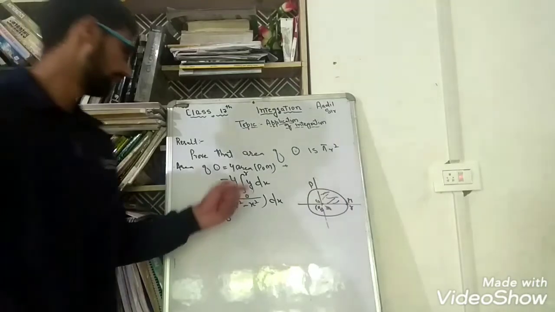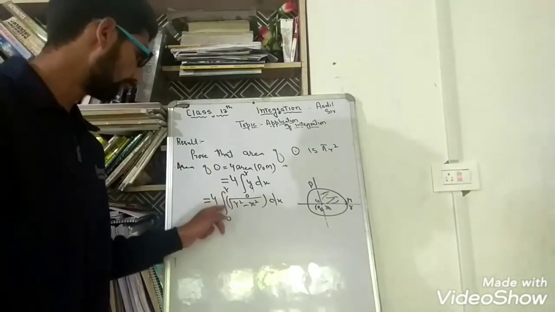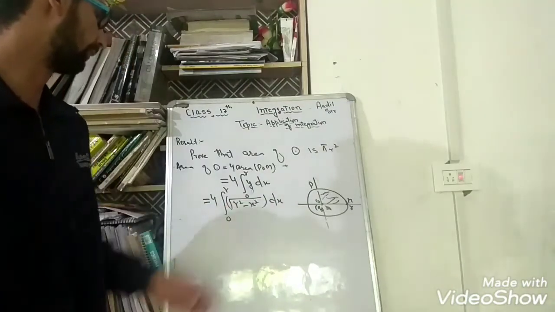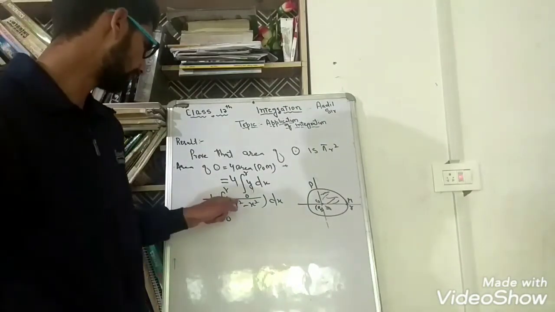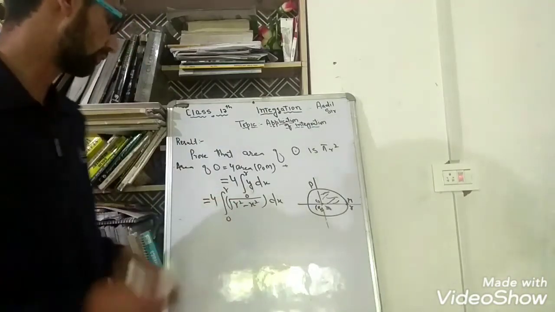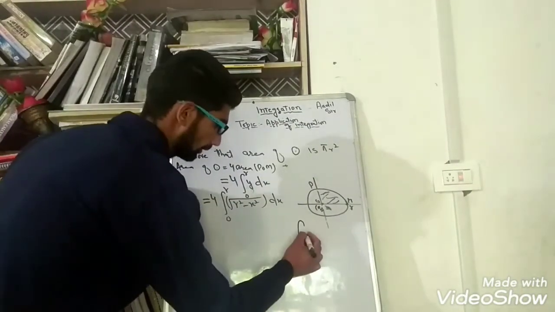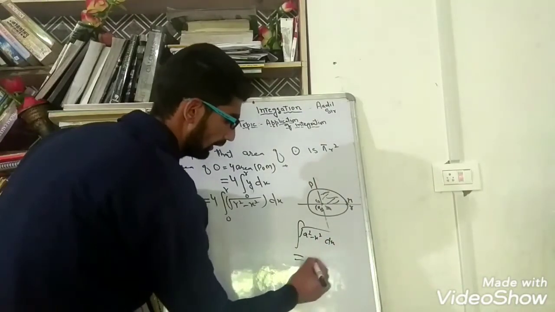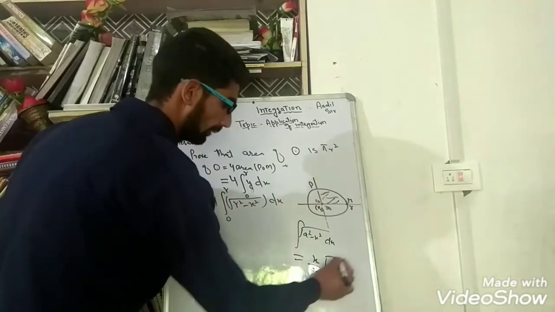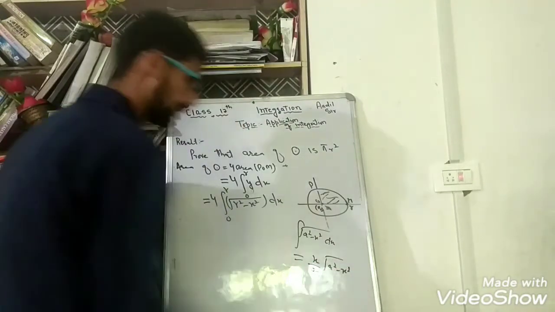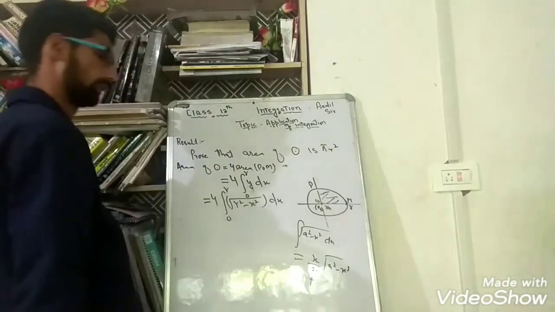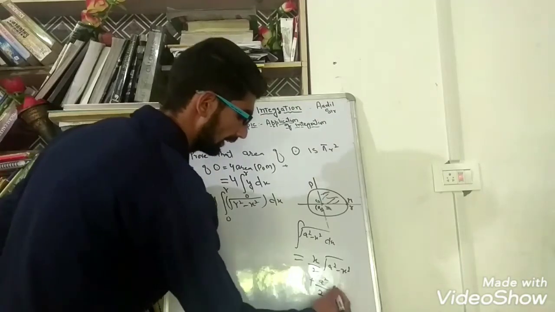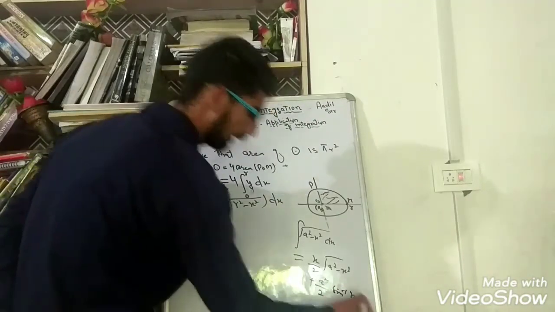We have already proved that the integral of under root of a square minus x square dx is equal to, we have that formula, but here a is r. So we know that the integral of under root of a square minus x square dx is equal to x divided by 2 under root of a square minus x square, plus a square divided by 2 sine inverse of x divided by a. This is our formula, this integral.